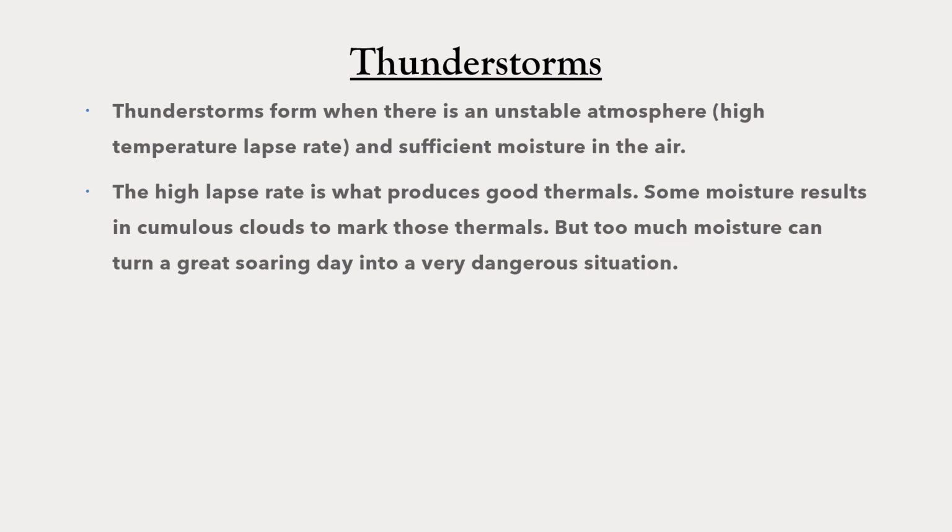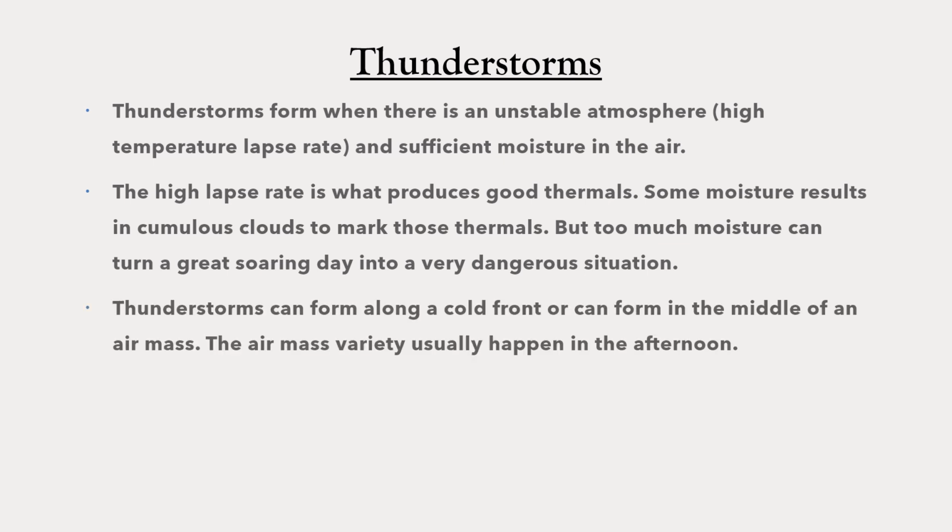If you get a day that may start out really good, where you've got some nice little cumulus clouds marking where the thermals are, if it gets too much, those cumulus clouds can turn into thunderstorm clouds. So we talked earlier about thunderstorms forming along a cold front. Thunderstorms can also form in the middle of an air mass. The air mass thunderstorms usually tend to happen in the afternoon when the convective activity is the strongest.